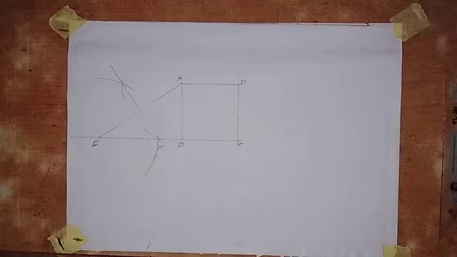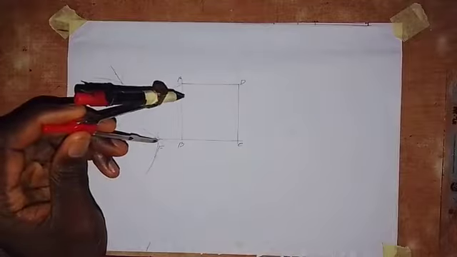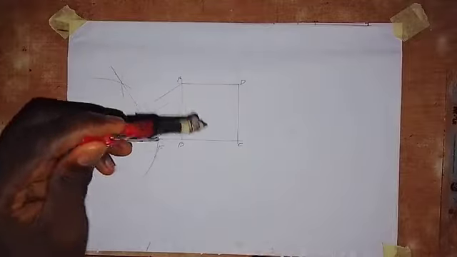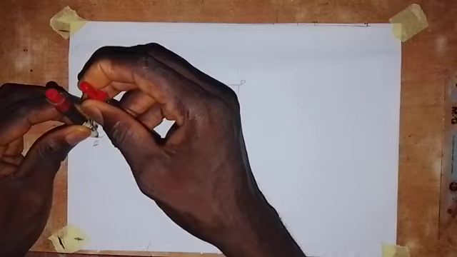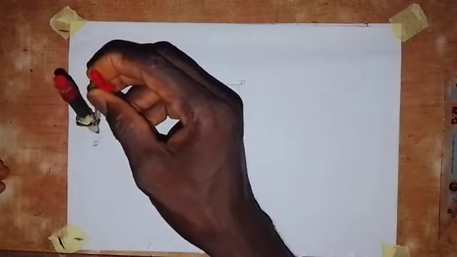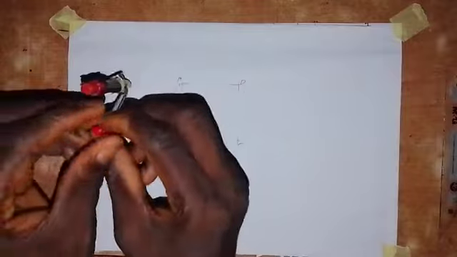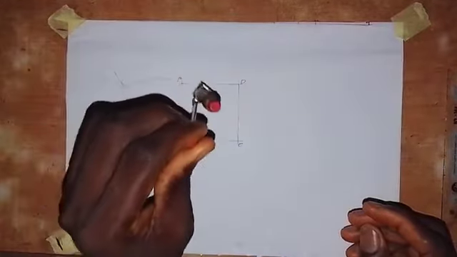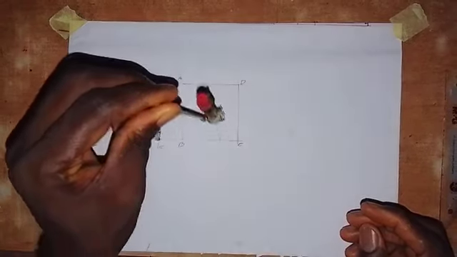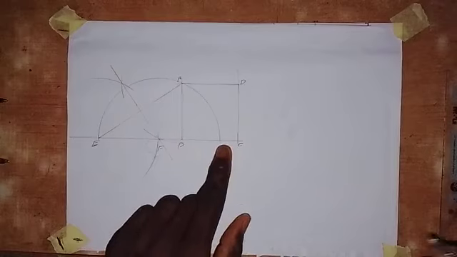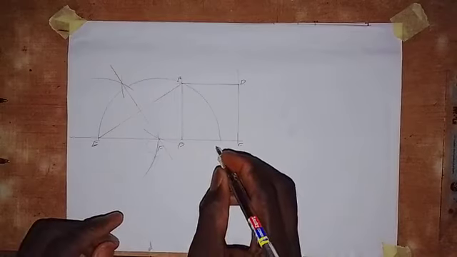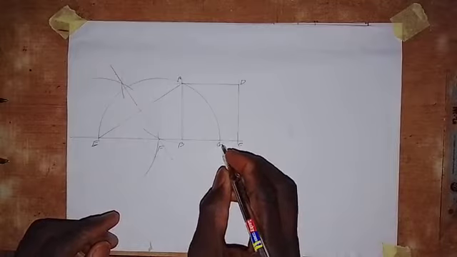The next thing that we are going to do is draw a semicircle with center F. We extend the pen point to point E, and then we draw a semicircle. So the semicircle goes like this. So we have this semicircle. This semicircle touches this line BC at this point. This is point G here.